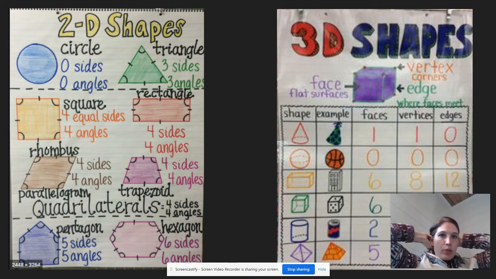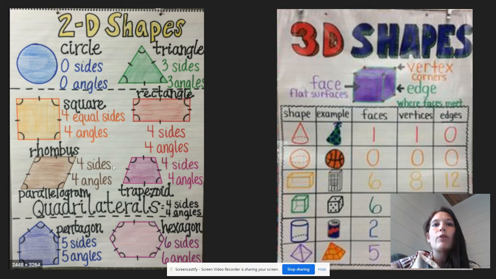The next is a trapezoid. A trapezoid just has 4 sides, 4 angles, and I always think of it because they kind of come in like this. I think it kind of looks like a little trap to me, so that's how I can remember trapezoid. And then we have pentagon, which is 5 sides, 5 angles, and hexagon, 6 sides, 6 angles.